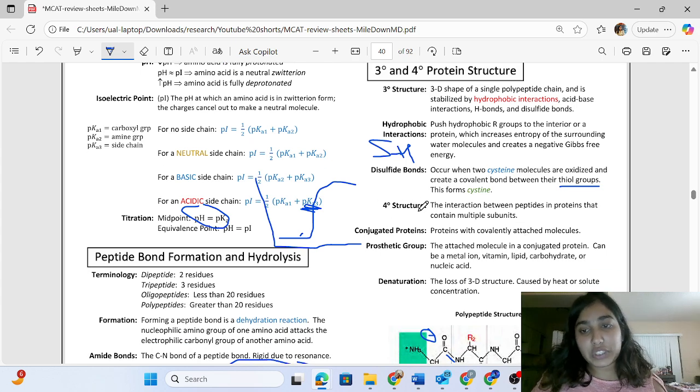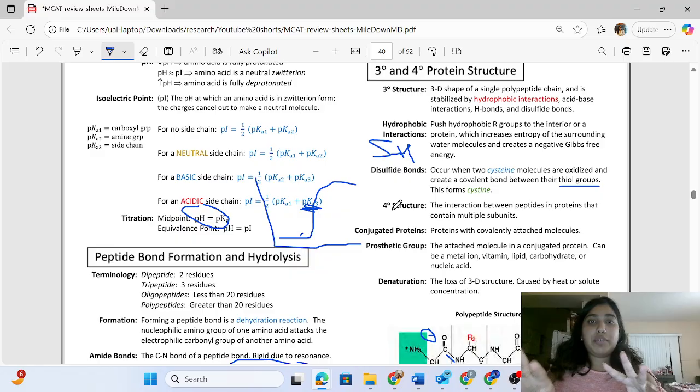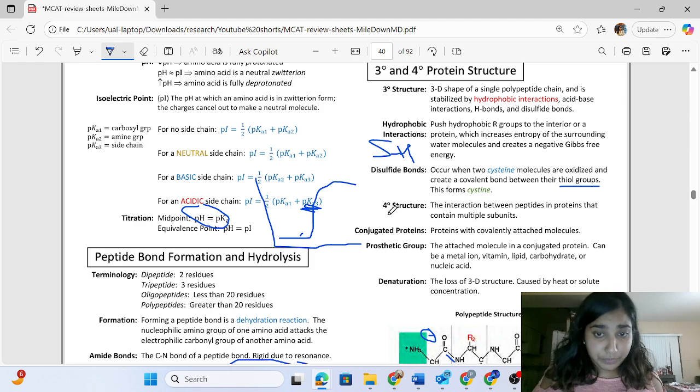Fourth or quaternary structure is when multiple tertiary structures, like different monomers, join together and make a new protein. For example, hemoglobin has two alphas and two betas joined together. If only two alphas come together, it's tertiary. But with two alphas and two betas coming together, because they're two different kinds of monomers, it will be a quaternary structure. Okay.